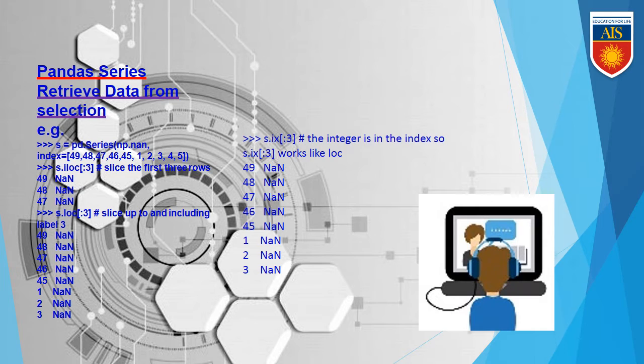Retrieve data from selection, where we will see one example. s equal pd dot series, np.inf, np.nan, index equal, mention the index as per our requirement, s dot iloc[:3]. So it helps to apply a slice to the first 3 rows. Another example we can see over here is dot loc, then within brackets :3, it will slice up to and including 3. Next option is dot ix[:3], where the integer is the index, so s dot ix[:3] works like loc.